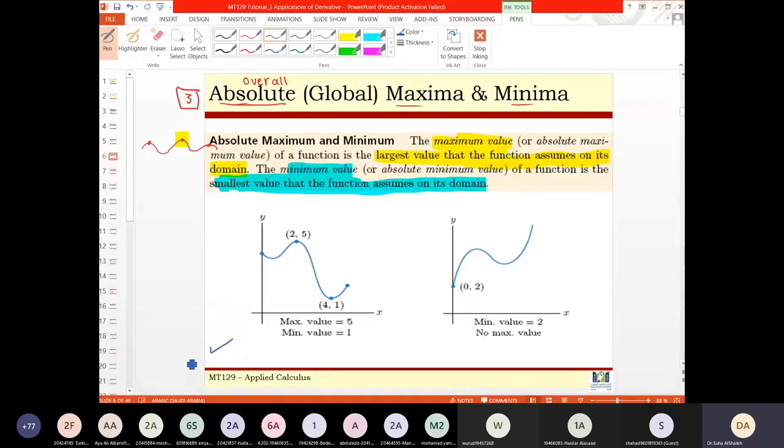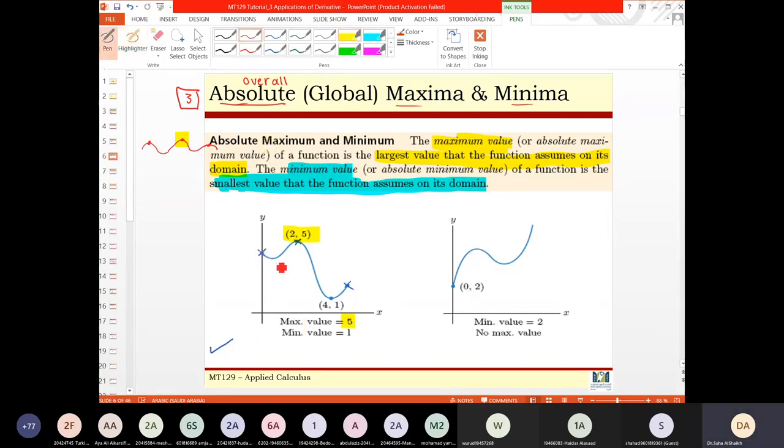Let's start with the one at the left. You can check the graph. We have this point, this point, this point, all of them maximum. It's top. It's top. Which one is the absolute maximum? 2 and 5. So the absolute maximum value is 5. The highest value the function reached is 5.